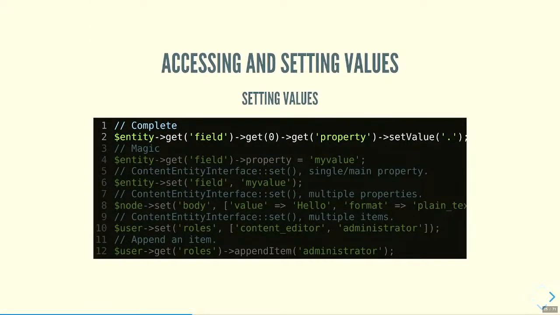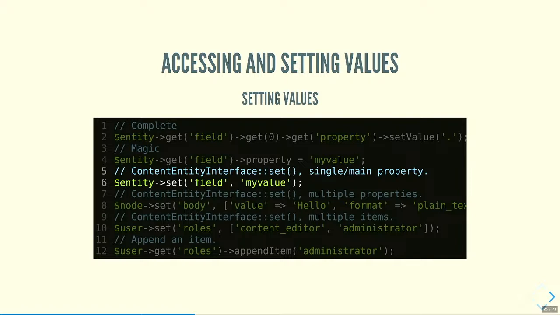Setting values is the same. Again, the full version: you get the field, you get the delta, you get the property, you set the value. The simplified version with magic set: you just assign a value to the property. You can also use the set method on the entity, so you can set just a value to a certain field.